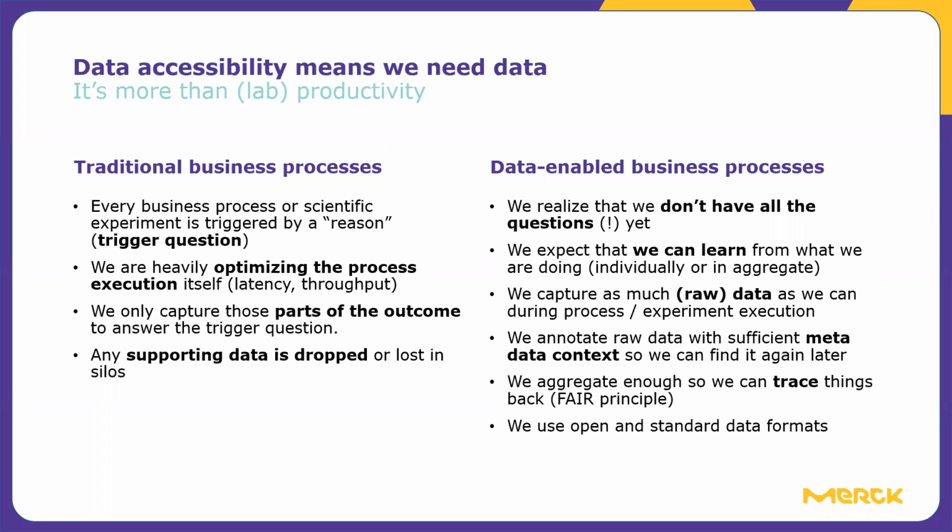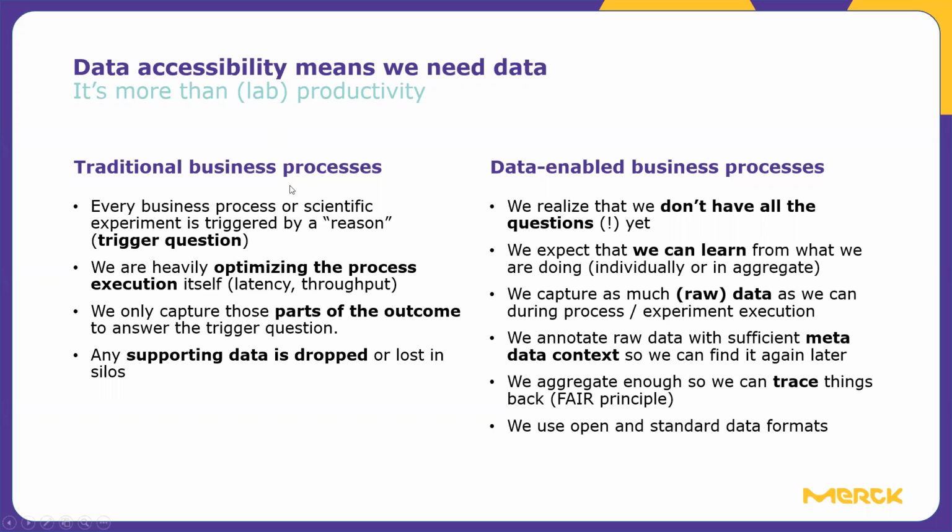So many people are talking about how the lab is turning into one of the most relevant data producers in an organization. But something that we're not hearing too much about is how we need to think about not only the technology side of things, but also the process side of things. Because data accessibility not only means that we need data, it also means that we need to set up our business processes in a way that that data can really be harvested. And just like with any business process, things that happen in the lab need to be reviewed the same way.